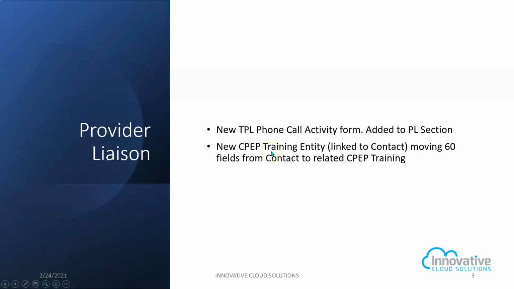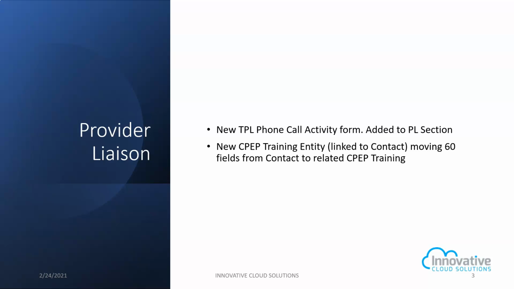On the provider liaison meetings, what we heard was that for those doing TPL phone calls, the form had a lot of fields of information that didn't relate to TPL, and users had to create a phone call, then scroll all the way down the form to get to the sections that dealt with their phone calls. So instead, we've added a brand new TPL phone call activity form, and you'll use that form when you make your calls.